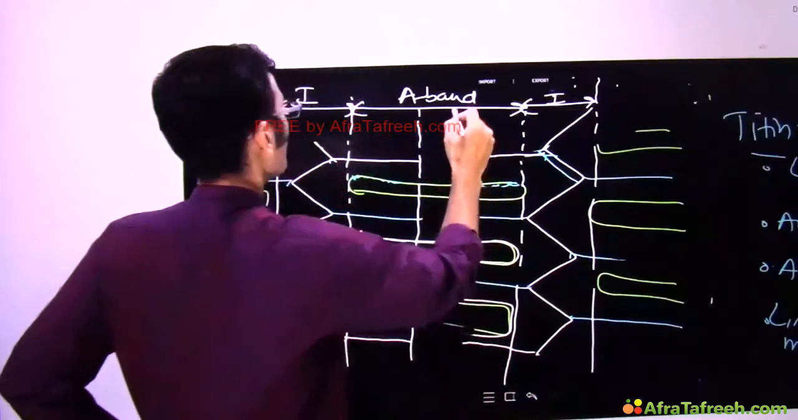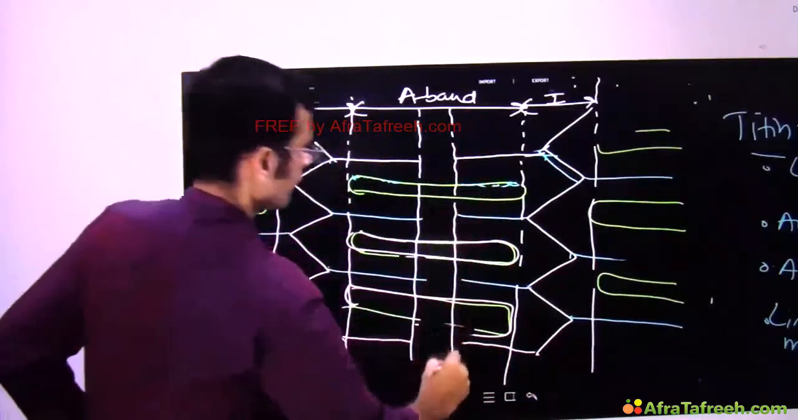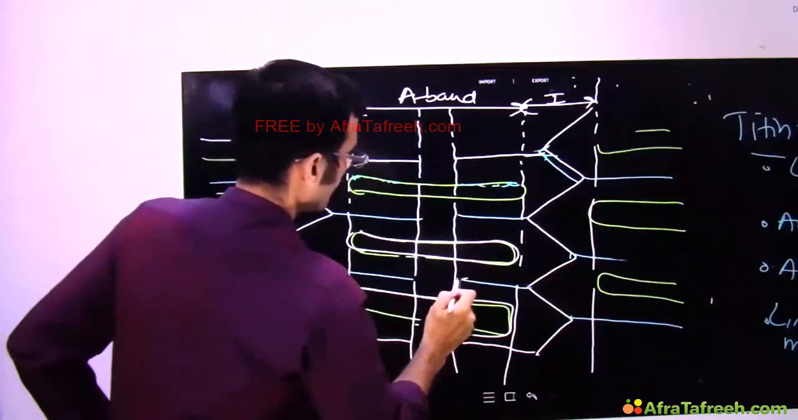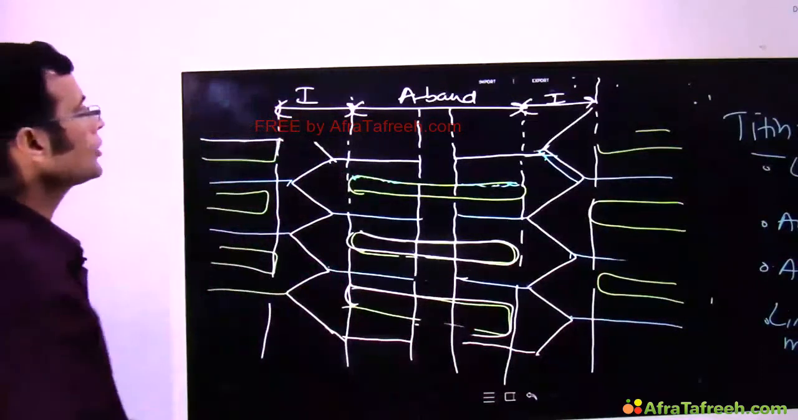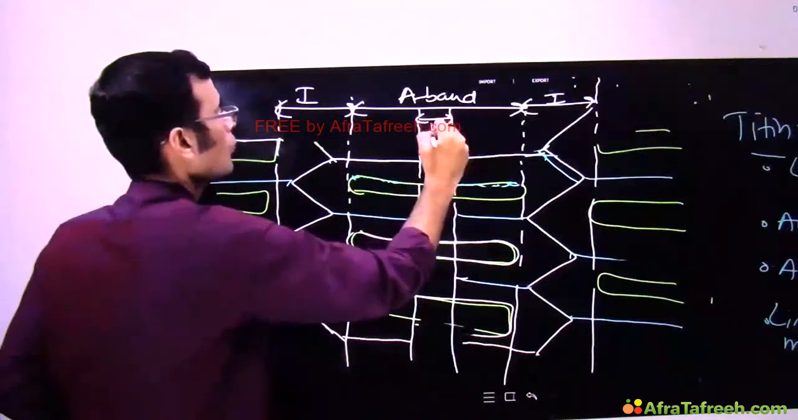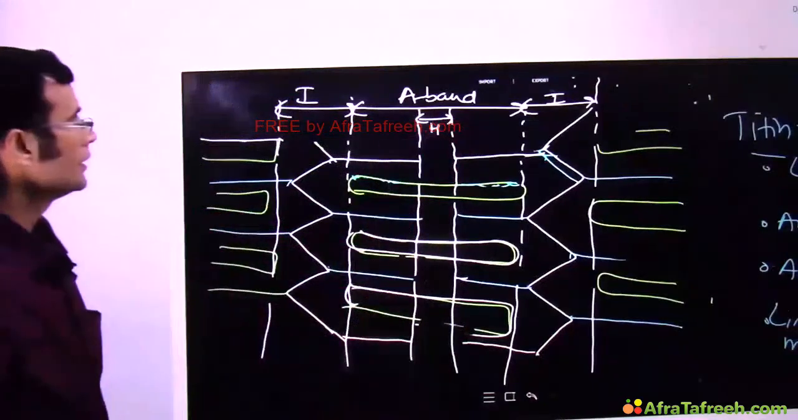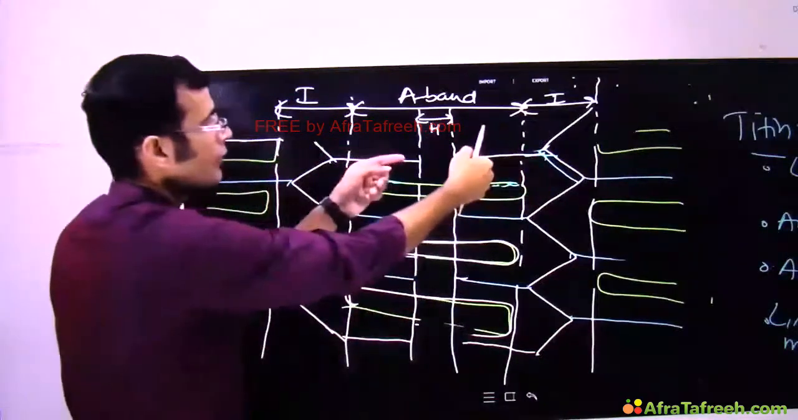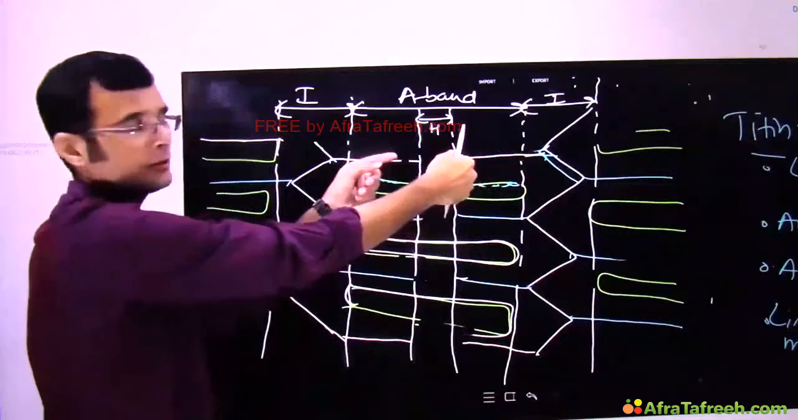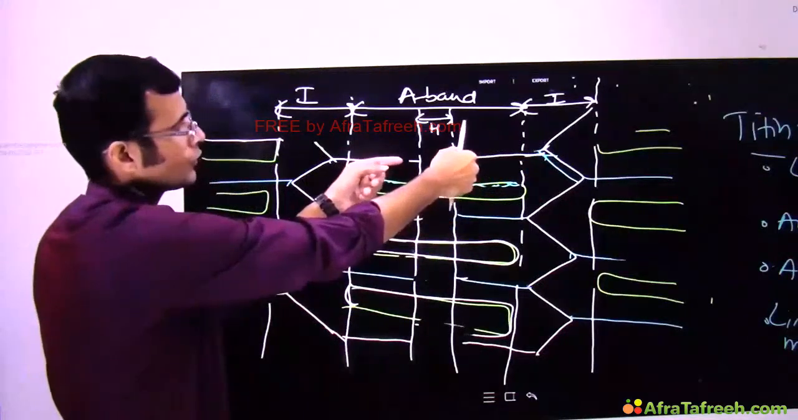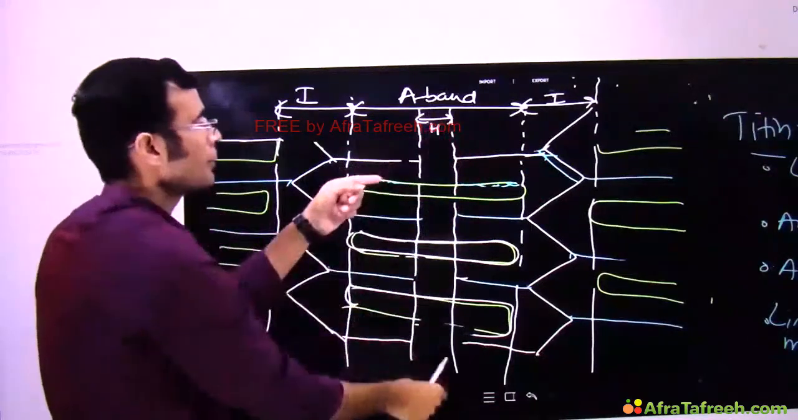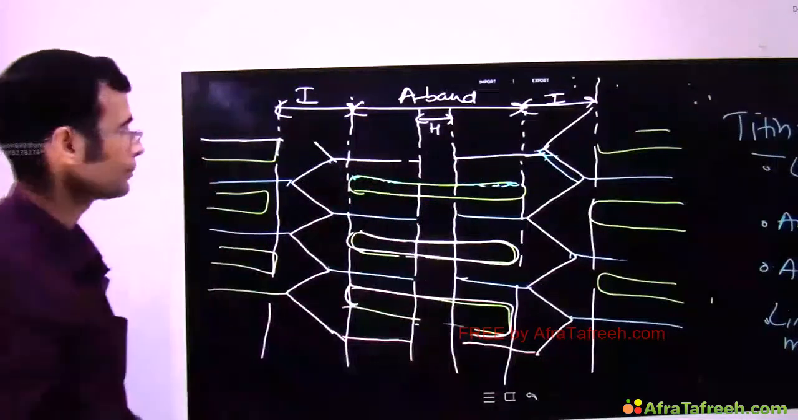H zone. The H zone will have only thick filaments, because the ends of the thin filaments have ended just short of the center, and therefore there is this gap which is called the H zone.